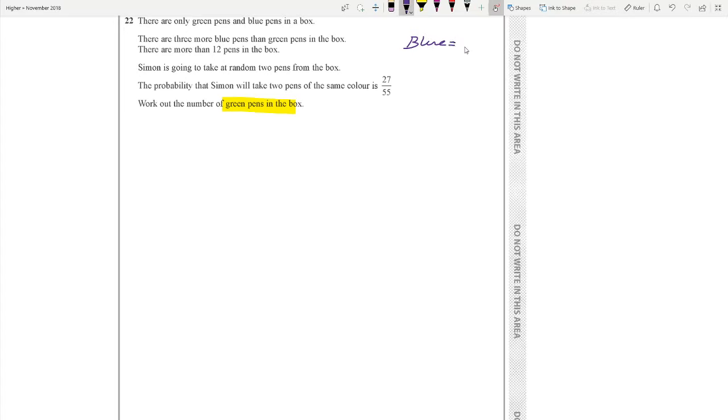So how many blue pens? Well, there's 3 more blue pens than green pens. If I make the green pens G, therefore the blue pens are 3 plus G. There's G green pens. In total, how many pens are there? 3 plus G plus G, which is basically 3 plus 2G. Okay, that's going to help us. So we know that in total there's 3 plus 2G pens.